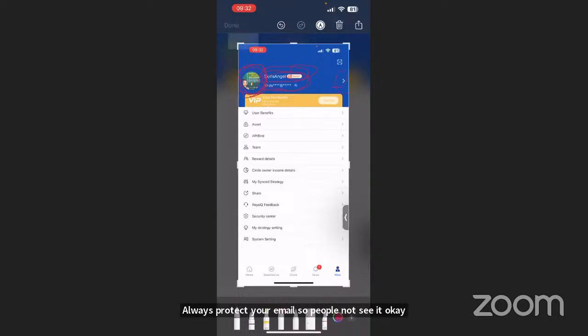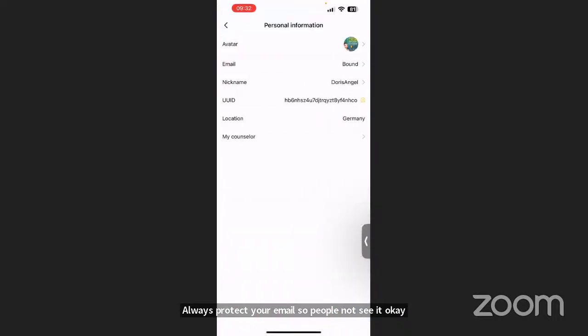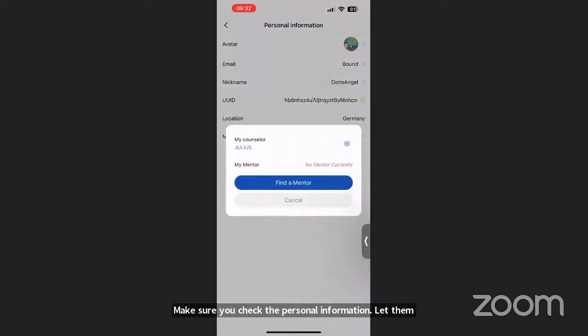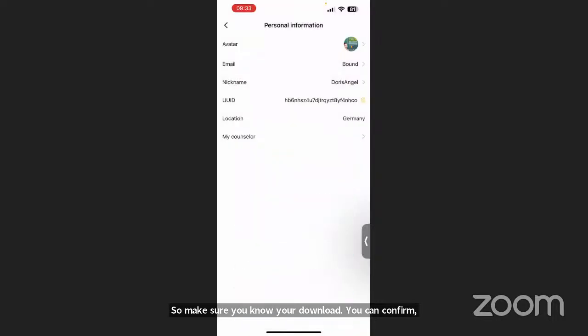Then tap on the arrow here. Before you activate someone, make sure you check the personal information. Let them tap on my counselor to see. Maybe you shared your downline's link, not your link. So make sure you know your downline's nickname. Then you can confirm, oh okay, this is my downline, so and so. Then you can tell them, okay, that's the right link I gave you now.